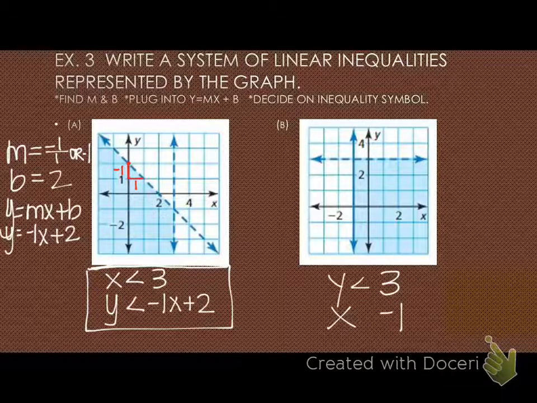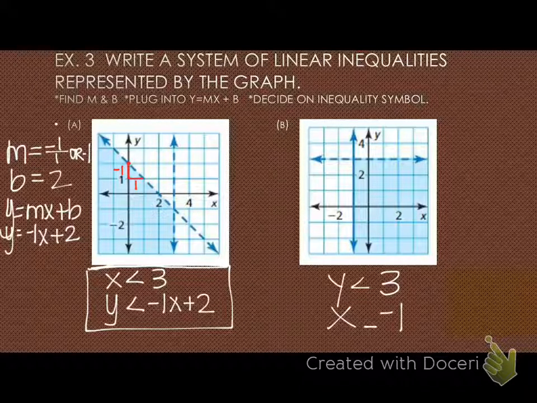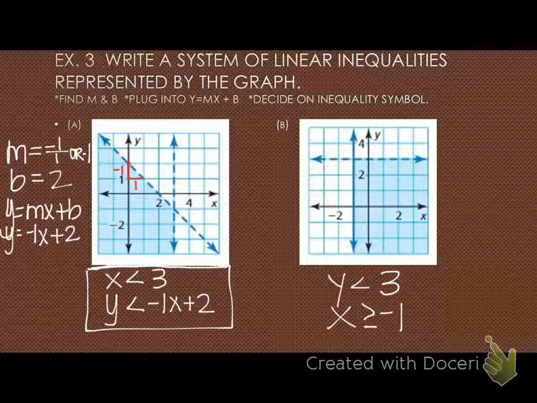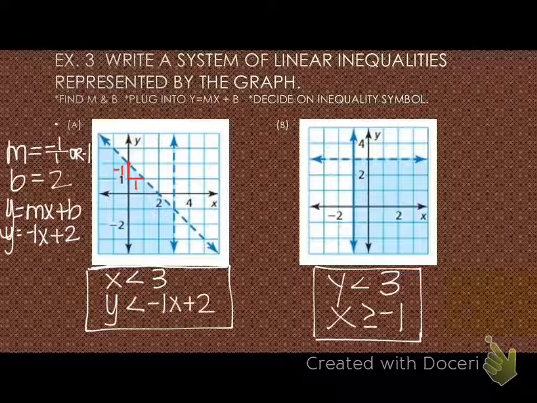All right, what about your symbol? Okay, it's a or equal to. Good. Is it greater than or equal to or less than or equal to -1? All right, why greater than? Good, the shading's to the right. So all my values are getting larger as they go to the right. So y is less than 3 and x is greater than or equal to -1 would be the system of inequalities. And that is lesson 5.7.